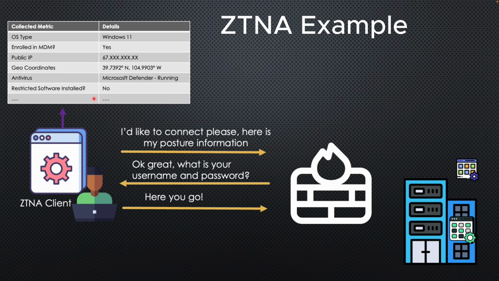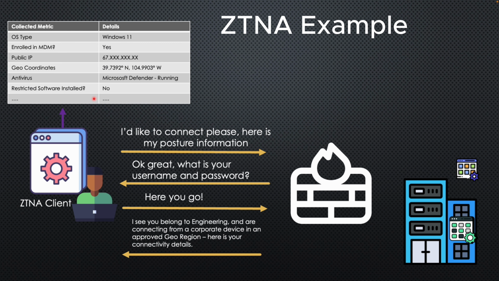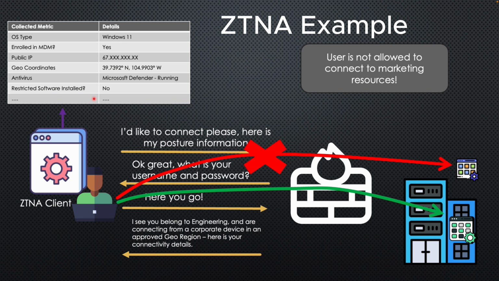Is that device within our MDM compliance policy? Meaning, does it have specific sanctioned applications installed? Are those applications running? Does it have third-party applications which we do not allow installed? Are they connecting from an approved geographic region? And we take all of these data points in and we provide conditional access.